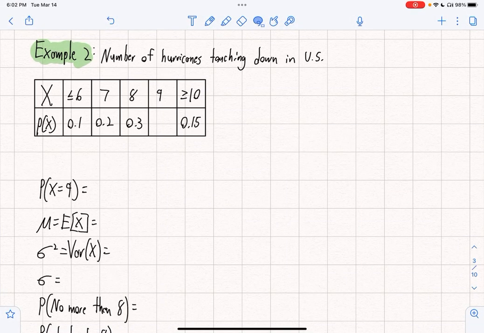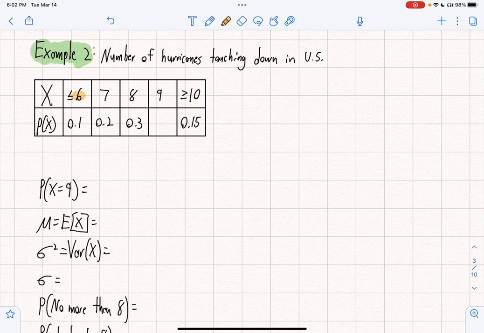All right, let's practice the discrete random variables. So I've got another table here. Let's say it's the number of hurricanes that touch down in the US in a given year. And it can range from, say, 6 or less than 6 up through more than 10.